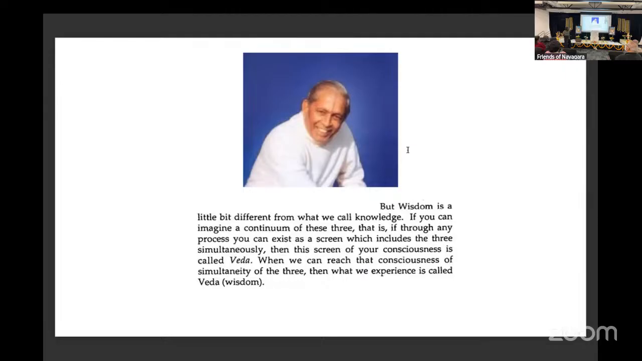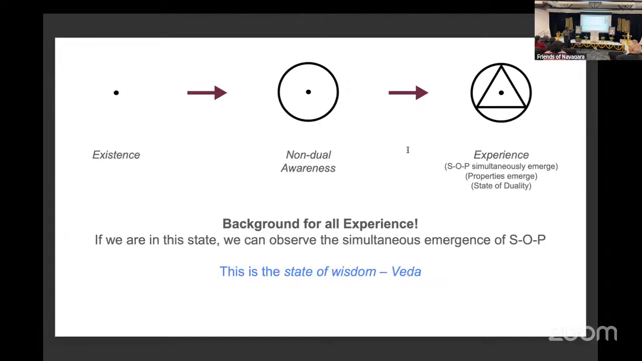But wisdom is a little bit different from what we call knowledge. If you can imagine a continuum of these three, that is, if through any process you can exist as a screen which includes the three simultaneously, then the screen of your consciousness is called Veda. When we can reach that consciousness of simultaneity of the three, then what we call Veda or wisdom. Right? So that state, I have to show it with some pictures, so I show that picture.